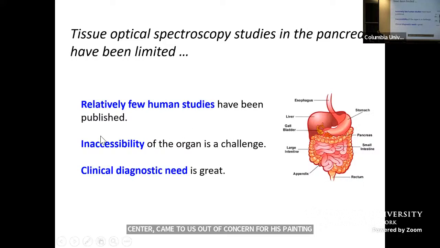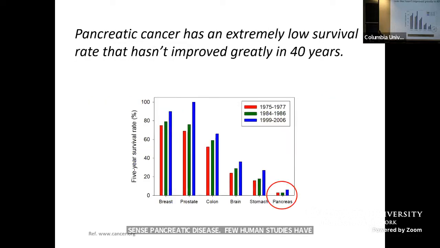The inaccessibility of the organ is really a challenge. In this image, you can see the pancreas sort of buried in the middle of the abdomen. It's at the bottom of the stomach, so very hard to access. And when we began thinking about using optical diagnostic approaches to sense pancreatic disease, we realized that very few human studies had been published. So we were really starting from scratch when we began this project.